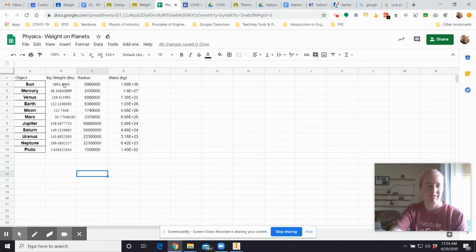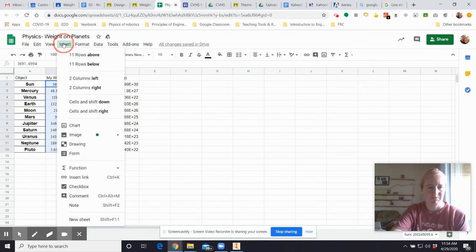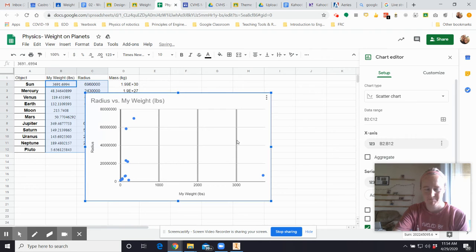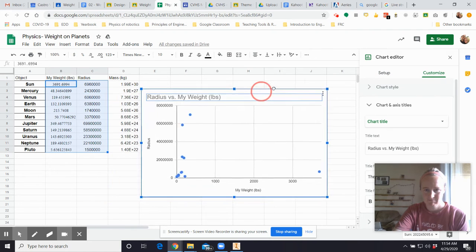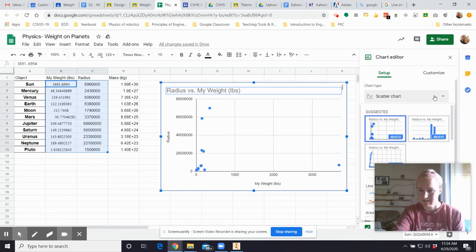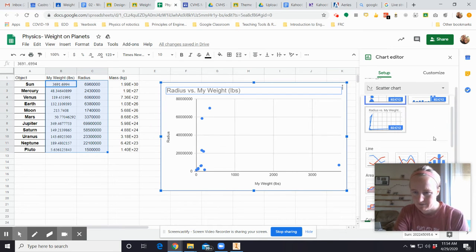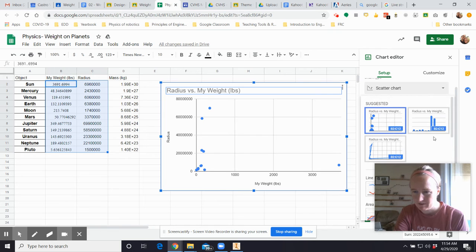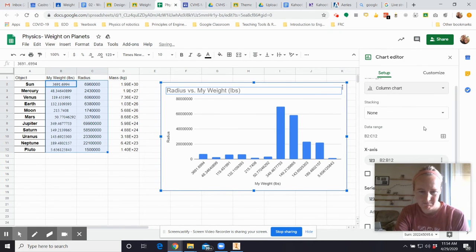So if we want to make a scatter plot of my weight versus radius, what we're going to do is we're going to go up to Insert, Chart. So what we do is chart style. So first we can go to setup, I think. So there's different types. We could also try, if we wanted, by planet. Maybe a bar graph would look cool too. You might see how the different radiuses compare to like your weight. So you could do that as well.